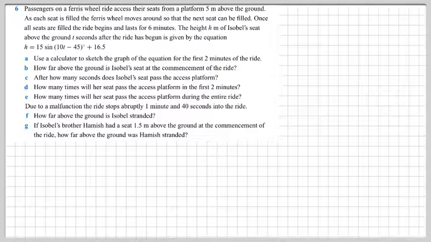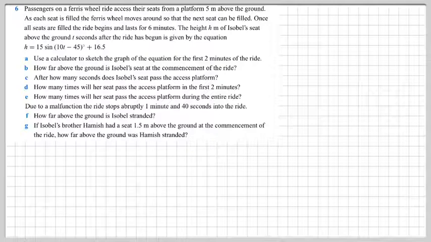Send her to hospital for observation. And apparently in part G, her brother Hamish was stupid enough to go on the ride as well. He had a seat 1.5 metres above the ground at the commencement of the ride. So he was in a different car to her, right? Probably it wasn't cool to travel with his sister.